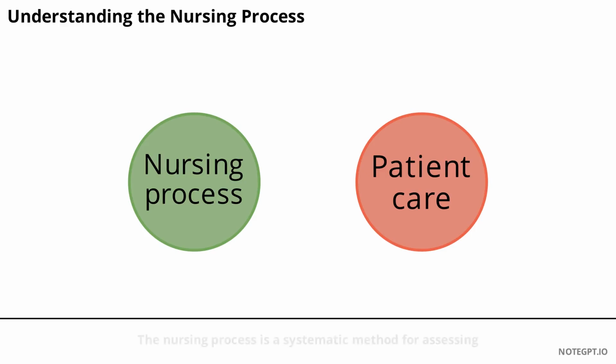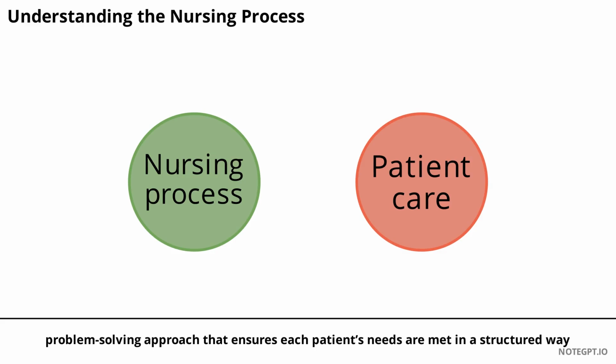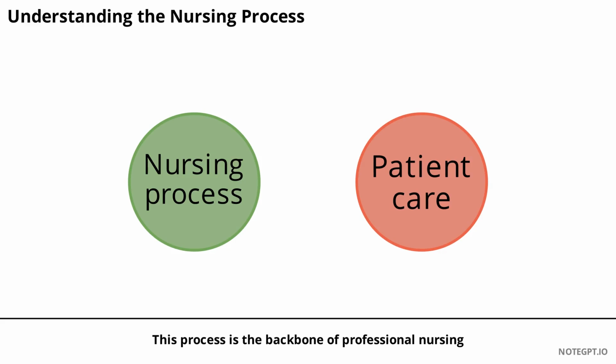The nursing process is a systematic method for assessing, diagnosing, planning, implementing, and evaluating patient care. It's a deliberate problem-solving approach that ensures each patient's needs are met in a structured way. This process is the backbone of professional nursing, providing a framework for delivering high-quality care in any setting. By following these steps, nurses can ensure that care is consistent, thorough, and tailored to each individual.